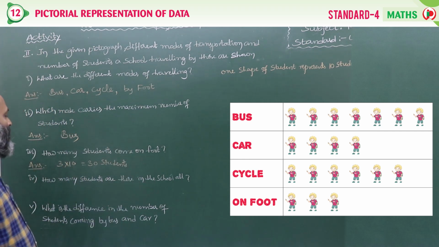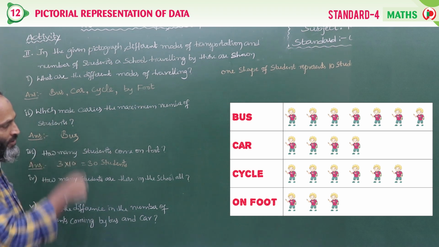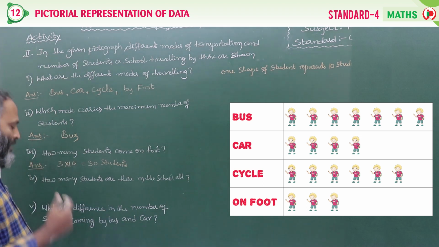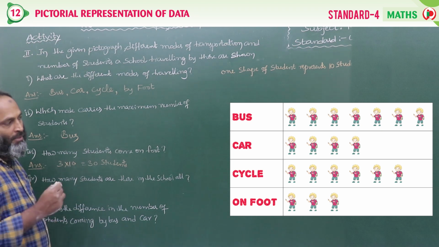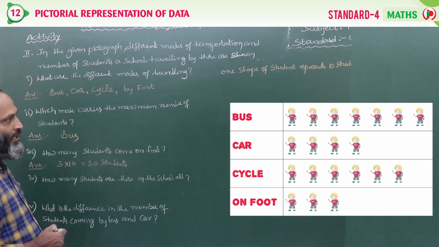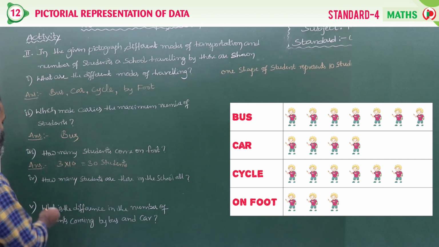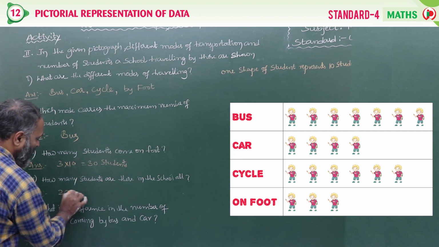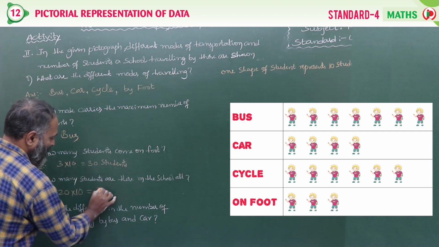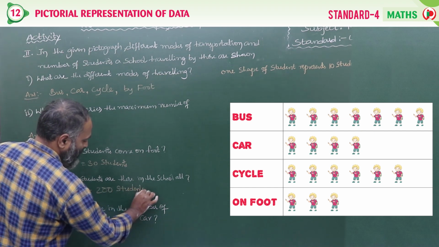Now, how many students are there in the school? First we should count all the students in the pictograph. First is 7, second is 4. 7 plus 4, 11. 11 plus 6, 17. 17 plus 3, 18, 19, 20. 20 should multiply with 10. 20 tens are 200 students. 200 students there in a school.